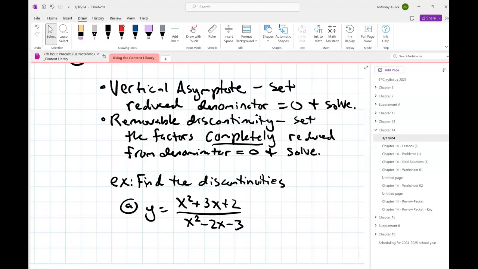Factor. Great. How does x squared plus 3x plus 2 factor? It has to multiply to 2 and add to 3. Great. How about the denominator, x squared minus 2x minus 3? It's the same thing. x plus 1 and x minus 3. There you go.